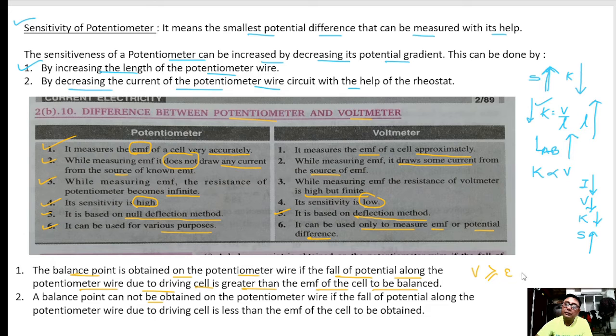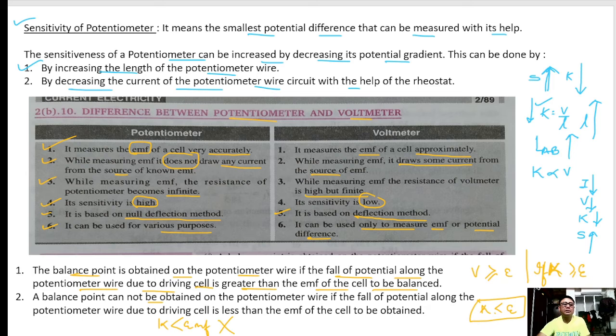That means this also I can tell: if the value of K is greater than or equal to the EMF, we can use the potentiometer wire, but if K is less than the EMF, then we cannot use the potentiometer wire. Clear?